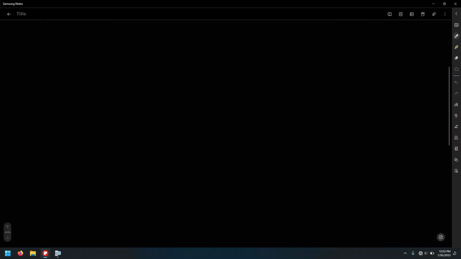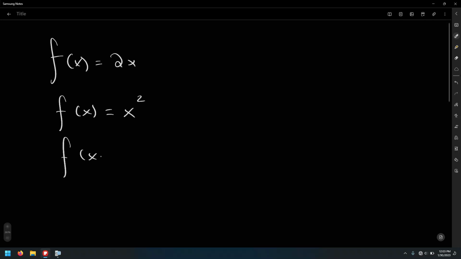So let's compare some kinds of functions like f of x equals 2x, f of x equals x squared, and f of x equals 2 to the x. These three functions look similar. They have a lot of stuff in common. However, they are so different. I mean, what do they have in common? The variable x and the number 2.